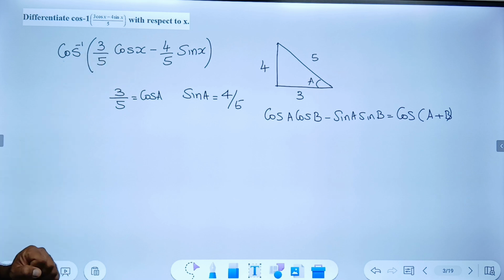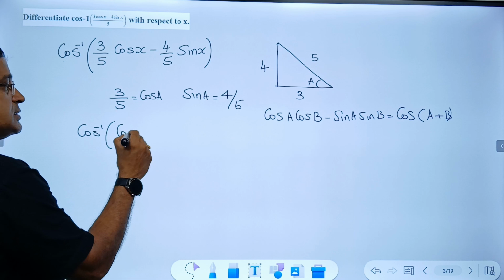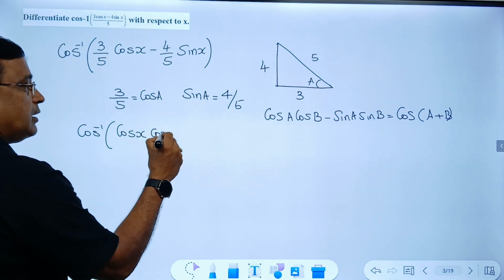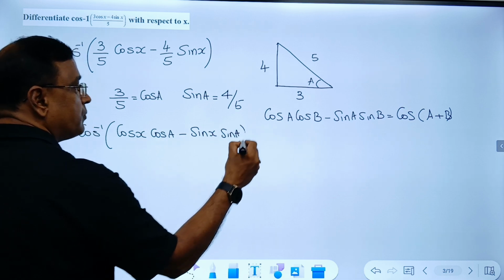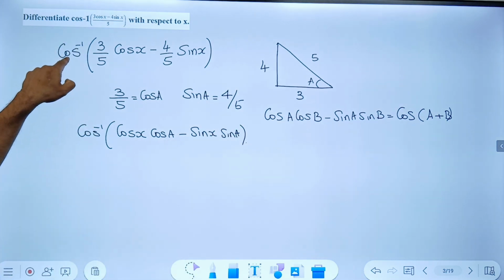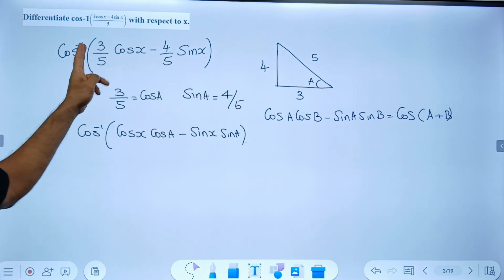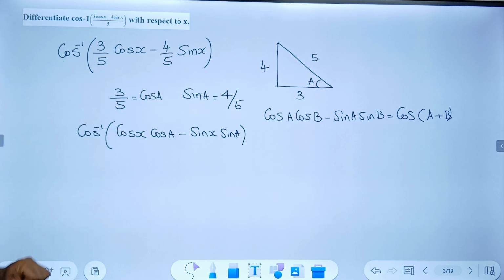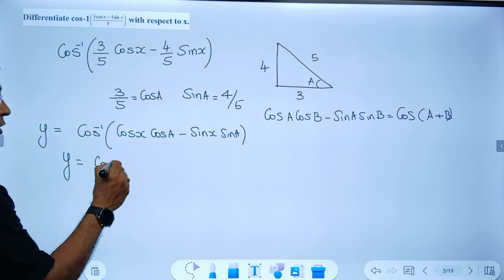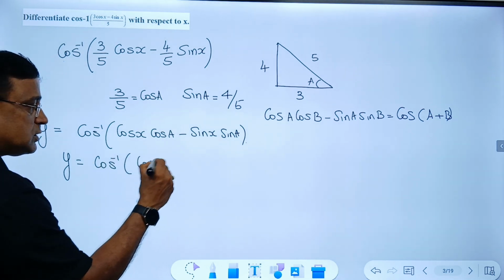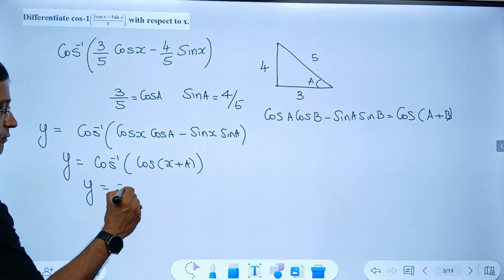Now I take this and substitute here. So when I substitute, I get cos inverse of cos x cos A minus sin x sin A. Suppose if this were sin inverse, I would have written this in terms of sine and this in terms of cos, then only I would be able to use sin A cos B minus cos A sin B. I always have to call this y because we are going to differentiate. So this is cos inverse of cos of x plus A. Now clearly you can see cos inverse of cos of x plus A will be x plus A.